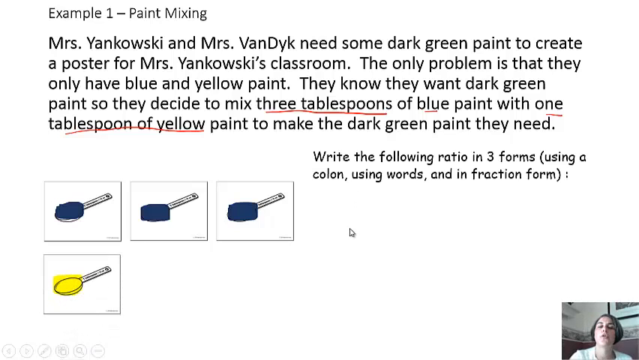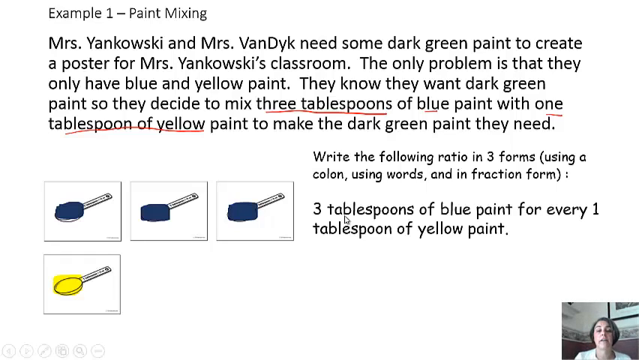All I want you to do is write the following ratio in 3 forms, using a colon, using words, and in fraction form. So I want you to take 3 tablespoons of blue paint for every 1 tablespoon of yellow, and just write the ratio in 3 forms. I'm going to ask that you go ahead and pause the video, try it out, come on back. All right, hopefully you paused the video. Well, we have 3 blue to 1 yellow. You can use a colon, 3:1. You could use words, 3 to 1, or you could use a fraction bar, 3/1.